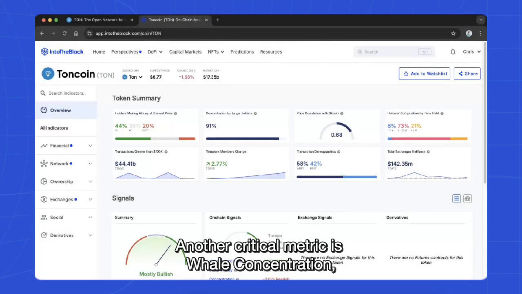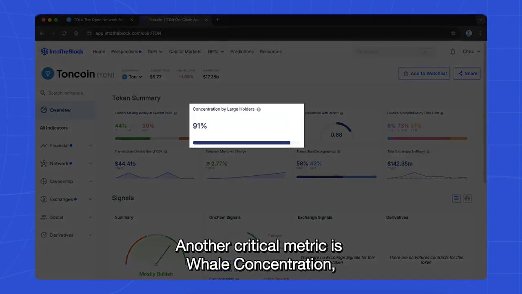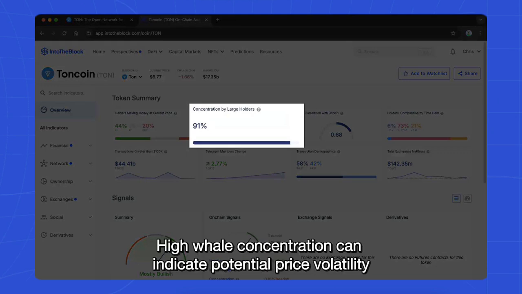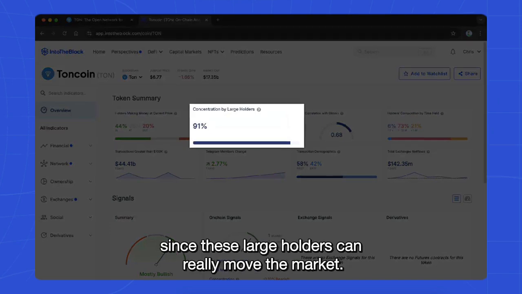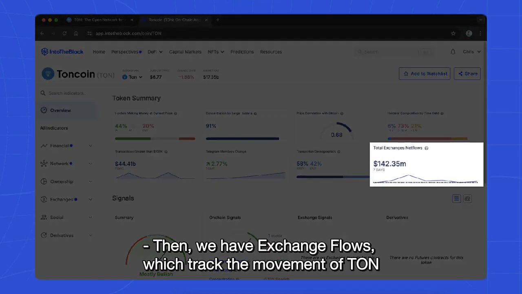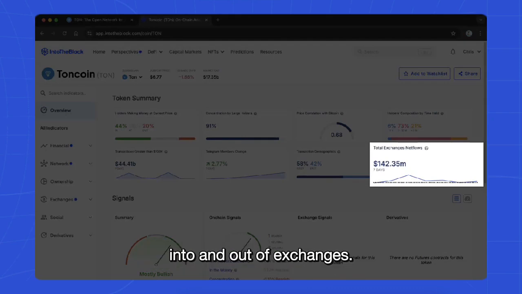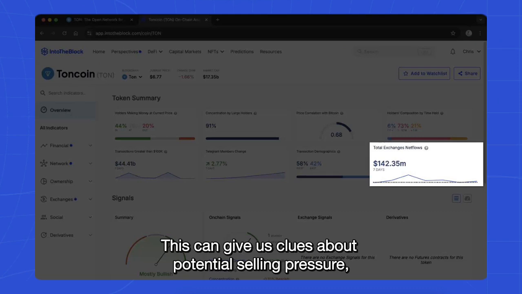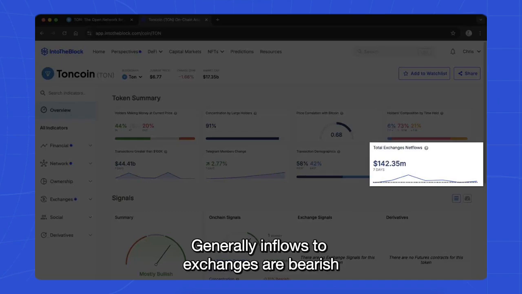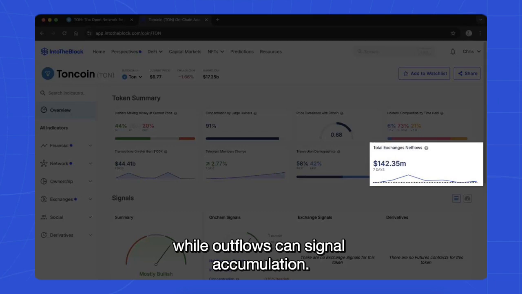Absolutely. Another critical metric is whale concentration, the percentage of the supply held by large addresses. High whale concentration can indicate potential price volatility since these large holders can really move the market. Then, we have exchange flows, which track the movement of TON into and out of exchanges. This can give us clues about potential selling pressure or accumulation trends. Generally, inflows to exchanges are bearish, while outflows can signal accumulation. It's a handy way to gauge market sentiment.